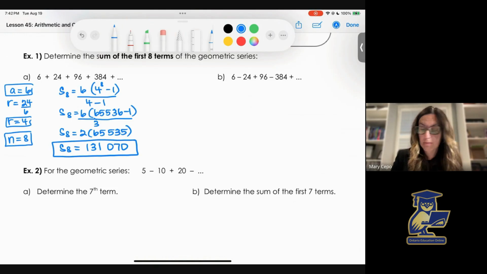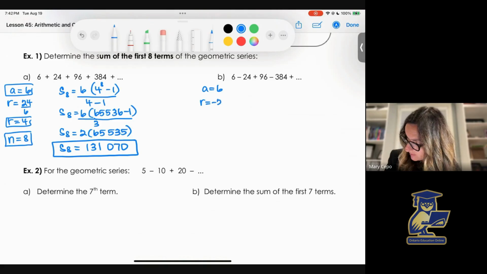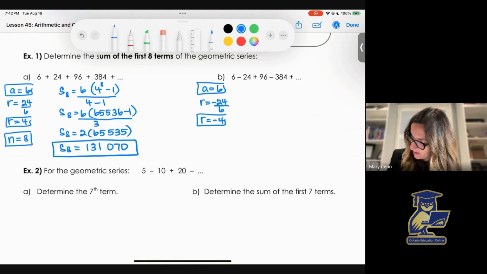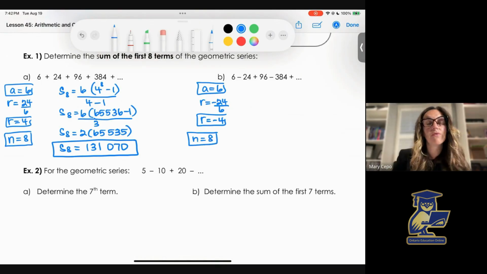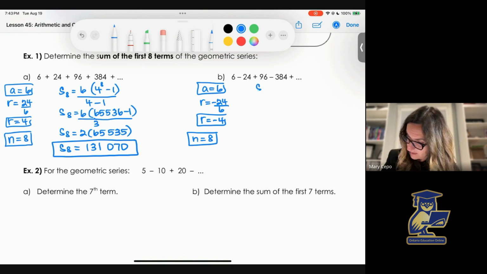Now, looking at B, same idea. The first term is a, which is 6. For the common ratio, we take negative 24 divided by 6. The common ratio in this case would be negative 4. And n, of course, is the same, which is 8, because we want to know the sum of the first 8 terms of that geometric series. So we're going to then substitute S subscript 8 is equal to a, which is 6. This time I put in brackets negative 4 to the exponent of 8 minus 1, all over negative 4 minus 1.